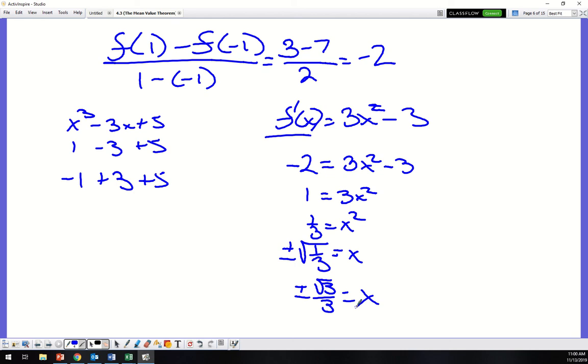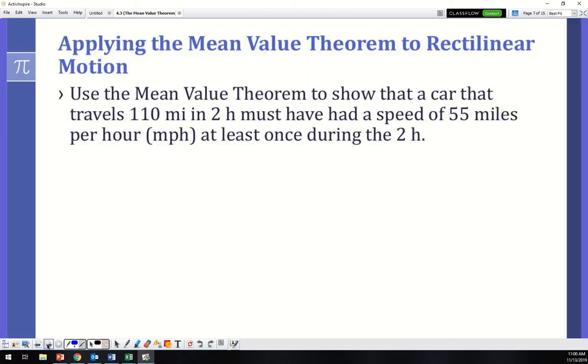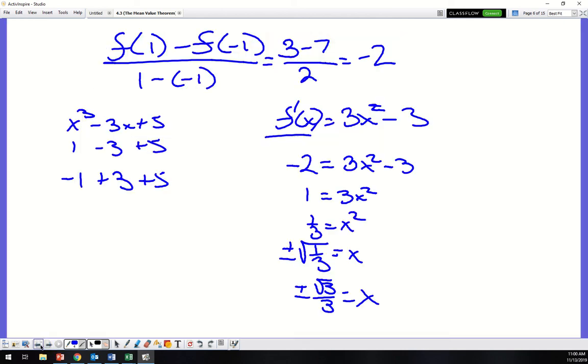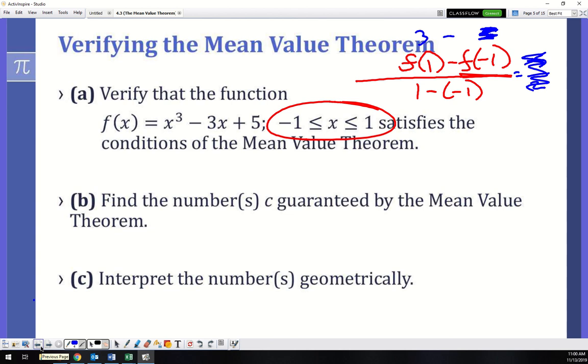Now, does it satisfy those conditions? It's a radical, so I kind of have to use a calculator on this, right? Because I don't know my radicals that well. It's like 1.7 over 3, which is like 0.57735.